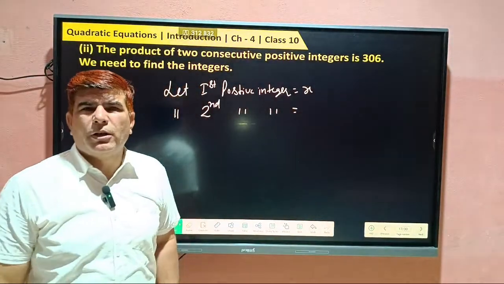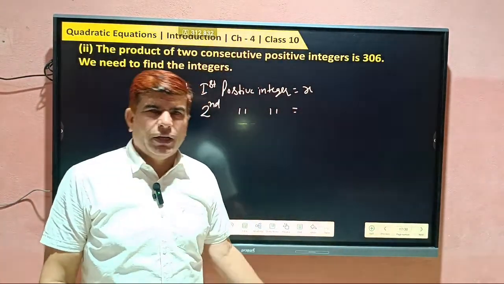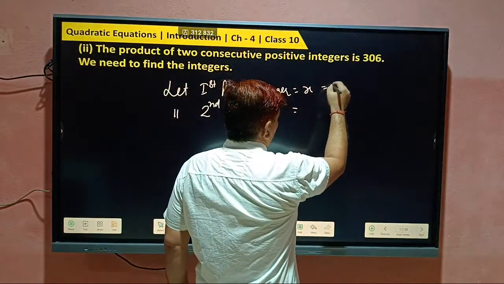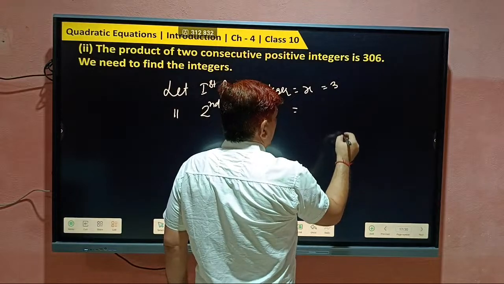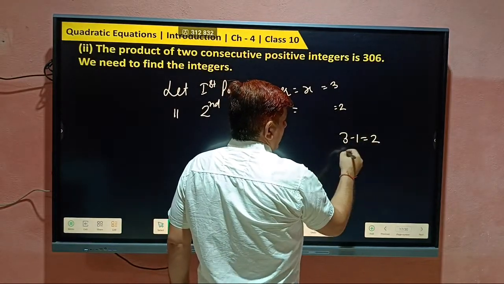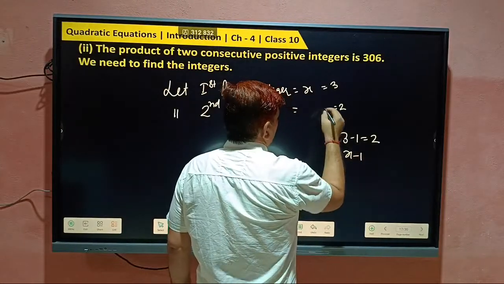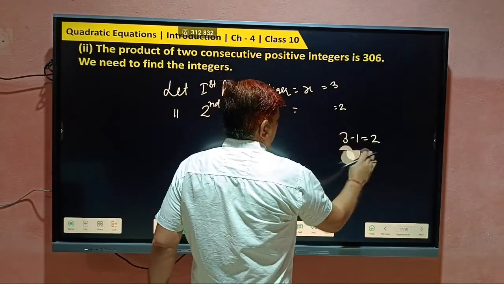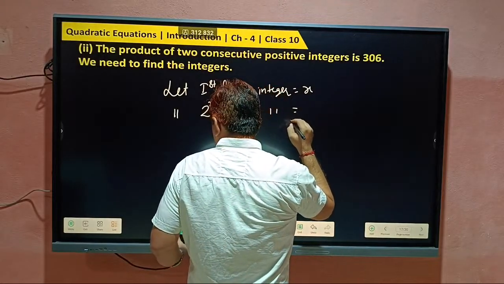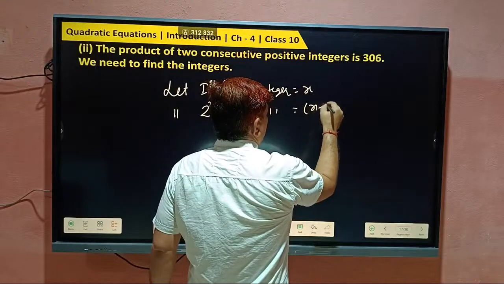Here there are two possibilities. Either you can take x minus 1 or x plus 1. X minus 1, how? If you have taken 3, and we want to take 2, then 3 minus 1 equal to 2. Here in the starting we are saying, so it's x minus 1. So this is x minus 1.